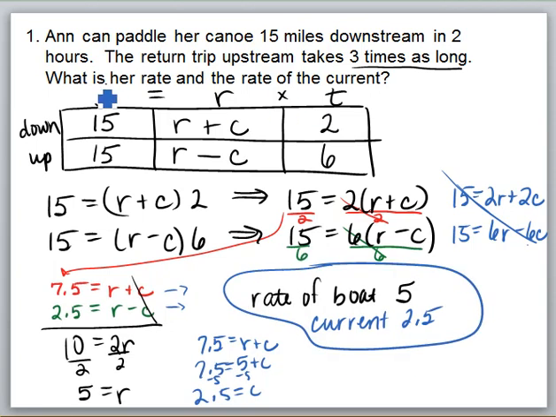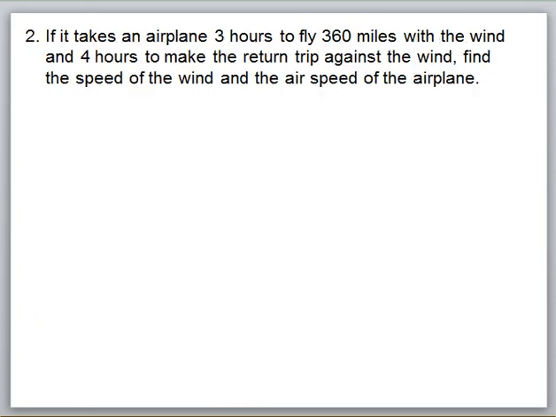And actually I didn't answer this question. What is her rate and the rate of the current? Oh, I did answer both questions. I was thinking I only had to answer one. So when I'm done, I went back and reread the question to make sure I'd actually answered it correctly. Let's try another one of those.